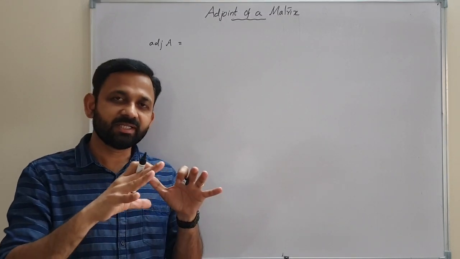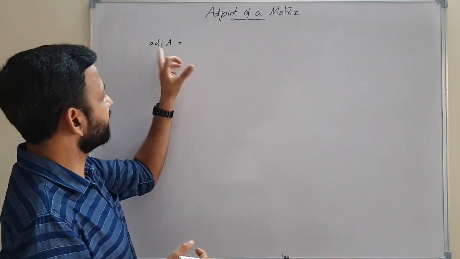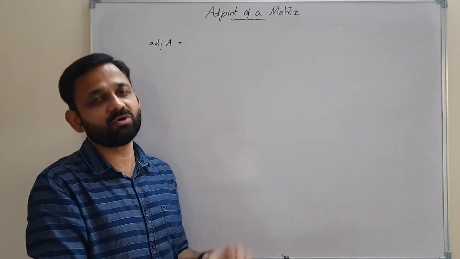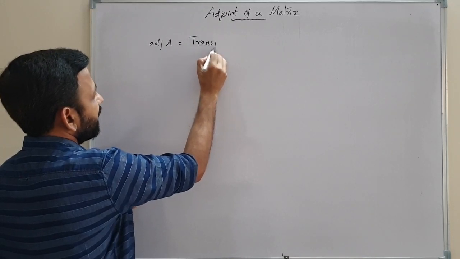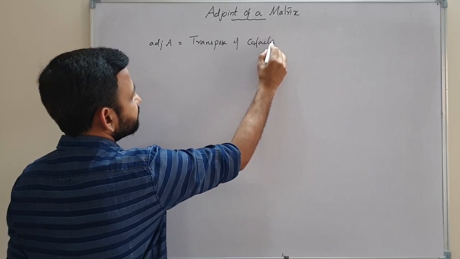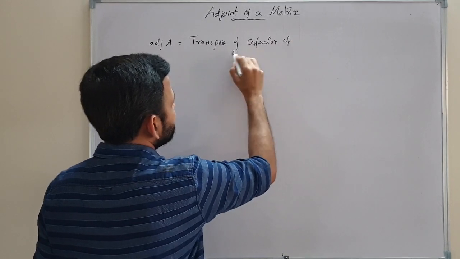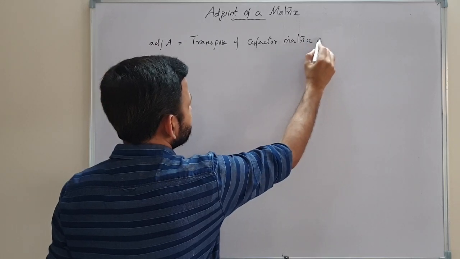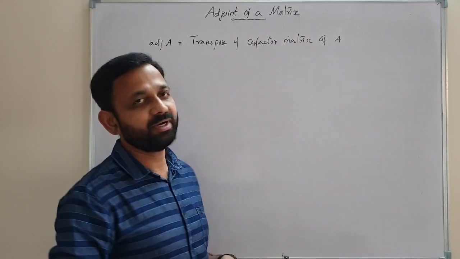Adjoint is the transpose of cofactor matrix. So first we have to find the cofactor matrix of A, then adjoint A is the transpose of that cofactor matrix. So here adjoint A is equal to the transpose of the cofactor matrix of A.